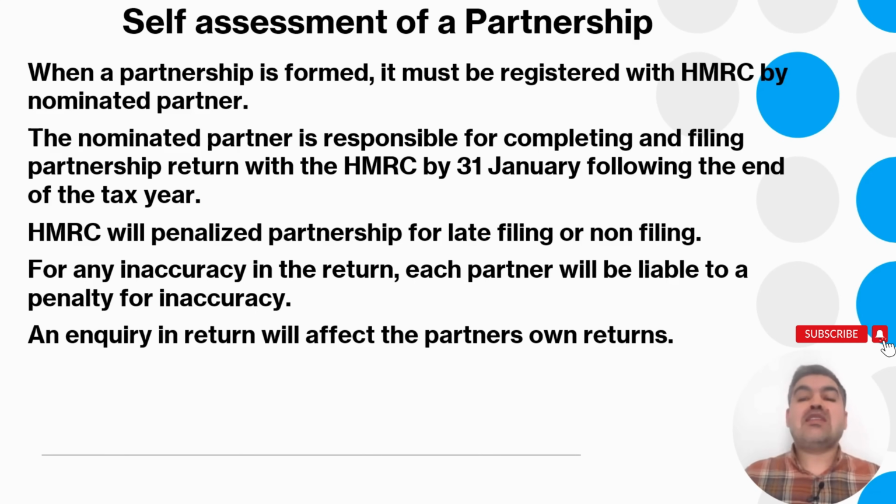So you need to remember the partnership must be registered with HMRC when you form it. Then the partnership needs to file the return by 31st January following the end of the tax year. HMRC will penalize the partnership for non-filing or late filing. For any inaccuracy or error in the return, each partner will be liable for a penalty for inaccuracy. An inquiry into the return will affect the partners' own returns. Very important to remember these rules.